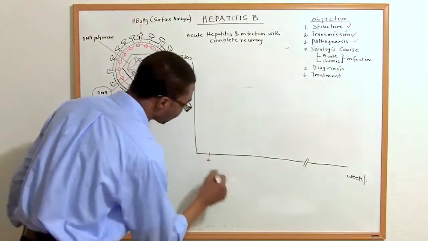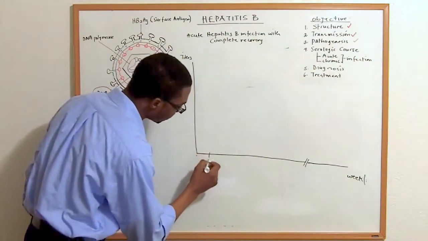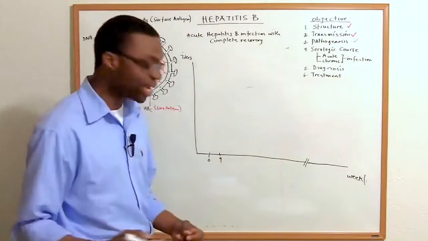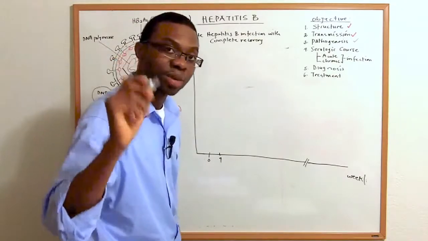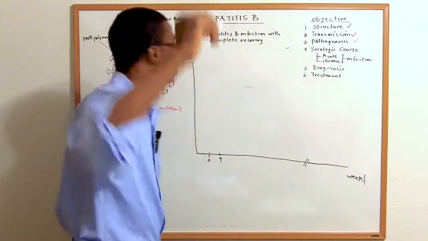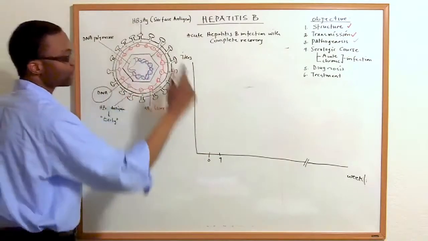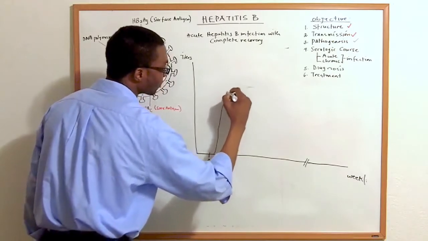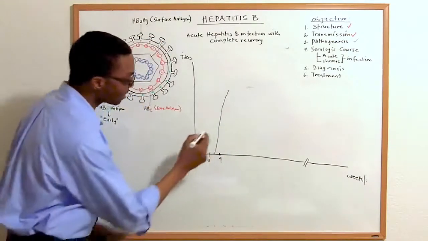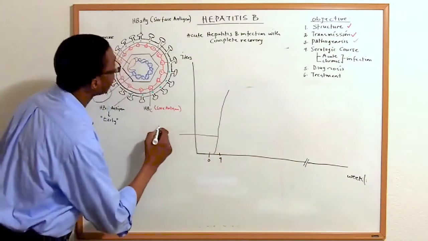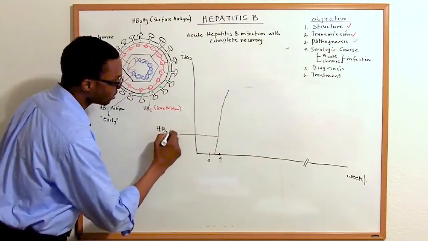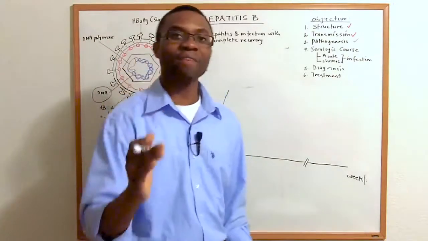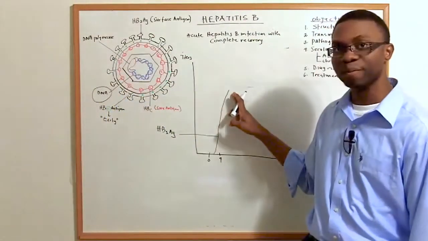So it's 0 weeks. Let's say this is 0 weeks, and let's make this 4 weeks. In the first 2 weeks, we're going to use black to represent the rise in the hepatitis B surface antigen. See that? This is the hepatitis B surface antigen level rising. That is showing us you have an infection of hepatitis B.